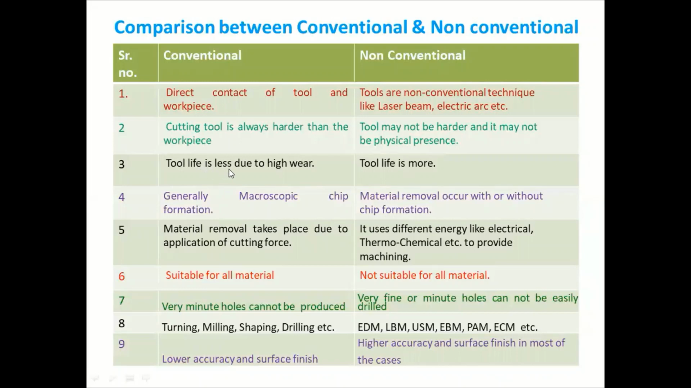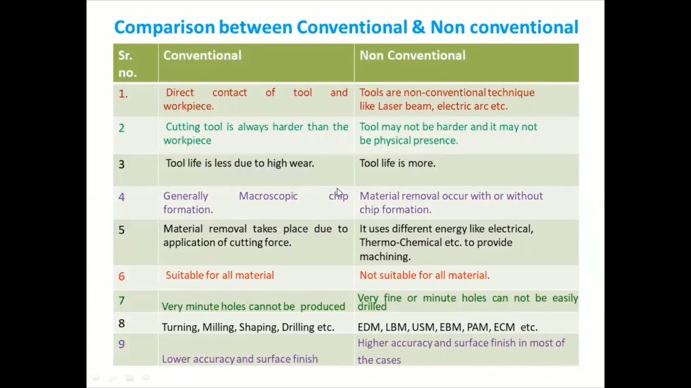Tool life is less due to high wear, as there is direct contact between the tool and workpiece, so wear takes place more in this case. And here there is no direct contact, that's why tool life is more.